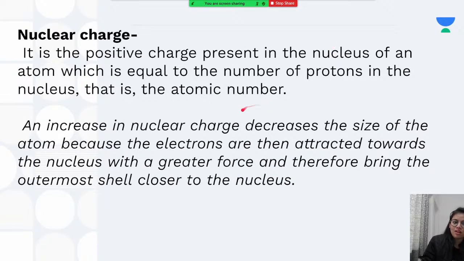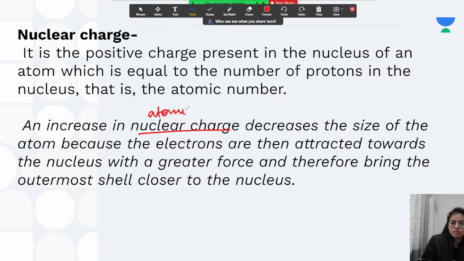Next is the nuclear charge. That is a very important thing to note, and it will be of great importance when we are moving down the group and across a period, right? It is the positive charge present in the nucleus of the atom, which is equal to the number of protons in the nucleus. So that makes the atomic number actually. So nuclear charge is the positive charge present in the nucleus of an atom, equal to the number of protons. Now, an increase in nuclear charge, which means increase in what?